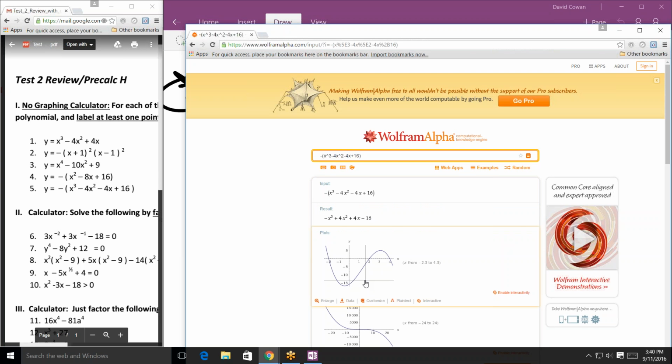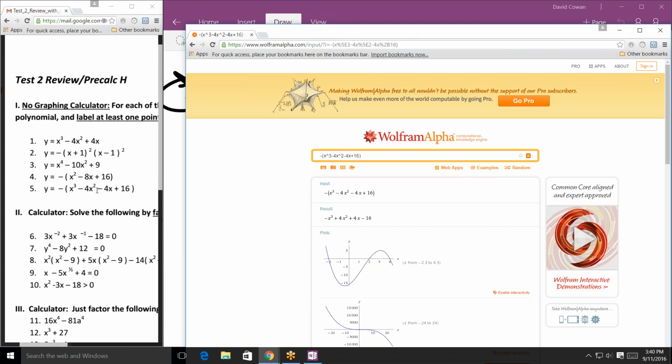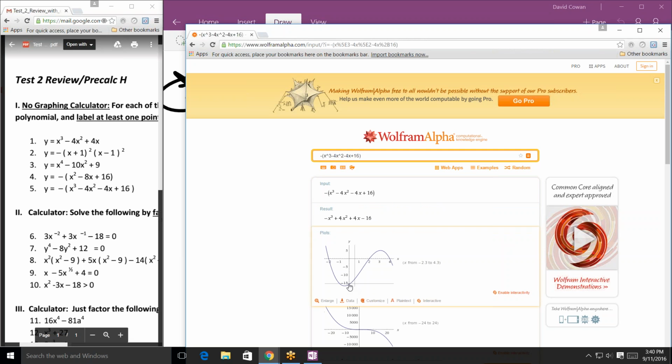And notice that when x is equal to 0, we should have minus 16, which is right there, that point right there. And we have our zeros at minus 2, plus 2, plus 4, which is exactly where we calculated it. The only mistake I made was I had 3 local minimums and maximums, and this curve only has 2.